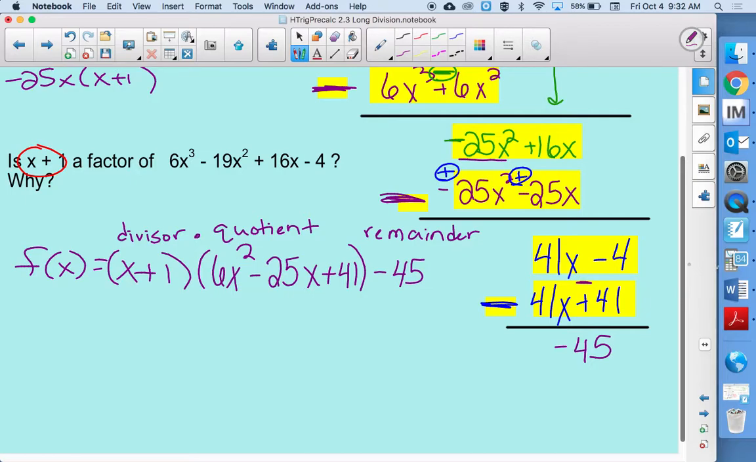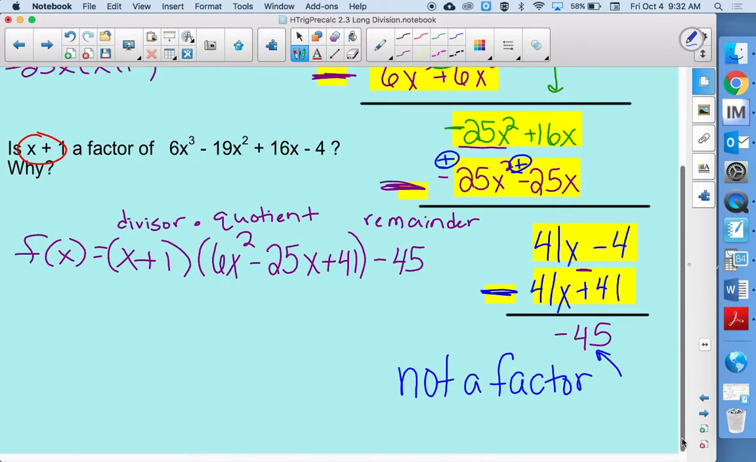So the question is, is x plus 1 a factor? So is what we divided with a factor? Why not, Josh? Because there is a remainder. Right. So it is not a factor because of that remainder. So no remainder, it is a factor. If there is a remainder, it's not a factor. It's not a zero. It's not an answer. It's not an x-intercept. However you want to use those words, they all mean the same thing. So not a factor because there is a remainder. It didn't divide evenly.